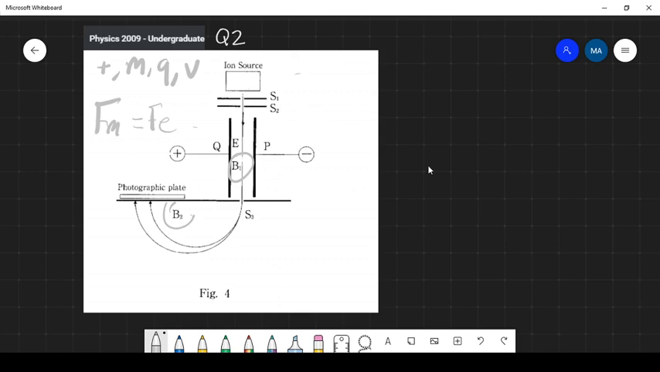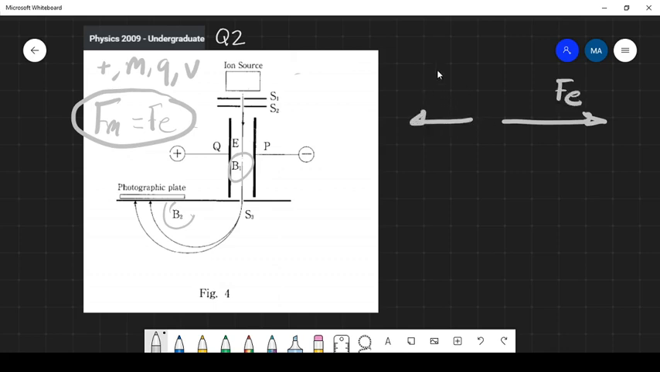So how can you find this? Well, what you need to use is what I told you, that the magnetic force must be equal to the electric force. So what does this mean? If there is an electric force over here, the magnetic force must be over here. Now you need to be careful not to say that the magnetic field must be there. This is wrong, okay? This is wrong.